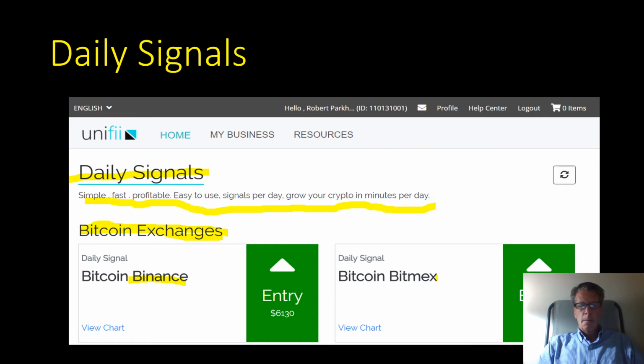And the other, which I'm not really familiar with, is BitMEX. But I do know from some of my boys out there and a couple of gals that they like BitMEX as a trading platform. So here we go. Here's the 2 Bitcoin exchanges, and here's the daily signals. They give you a daily signal from Binance at the entry price of $6,130. BitMEX, they give you an entry price of $6,143.50.